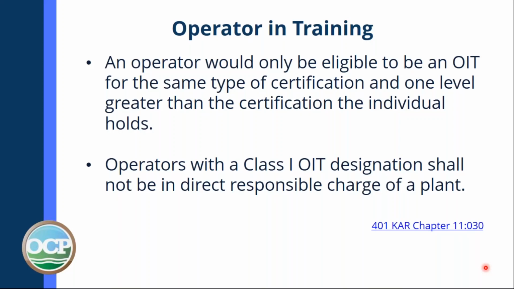That is, if you don't have one and you're new, you can get an OIT Class 1. If you have a Class 1 license, you can get an OIT 2, but you can't get 3 or 4. Operators with a Class 1 OIT cannot be in responsible charge of a plant. If you have a Class 1 license, you could be in responsible charge of a Class 1 plant, but the OIT designation does not allow that to happen.